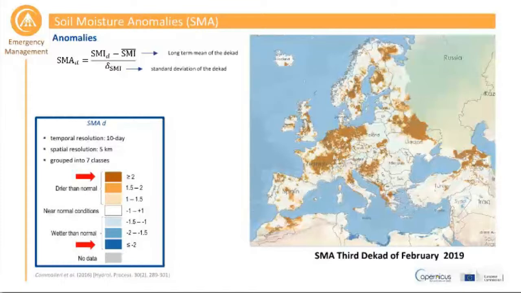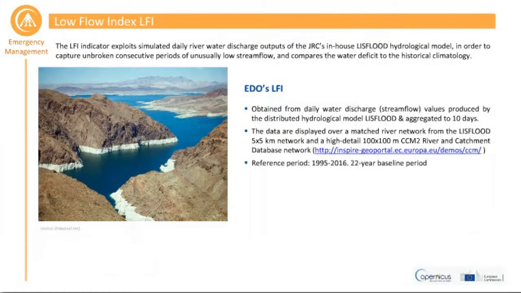In order to understand the variations of SMI values in the past climatology, we calculate the 10-day SMA as a statistical deviation from the long-term mean. This statistical variation, expressed in units of standard deviation, is divided, as you can see, into 7 classes that go from -2, values that indicate conditions wetter than normal, to 2, a value that indicates conditions drier than normal.